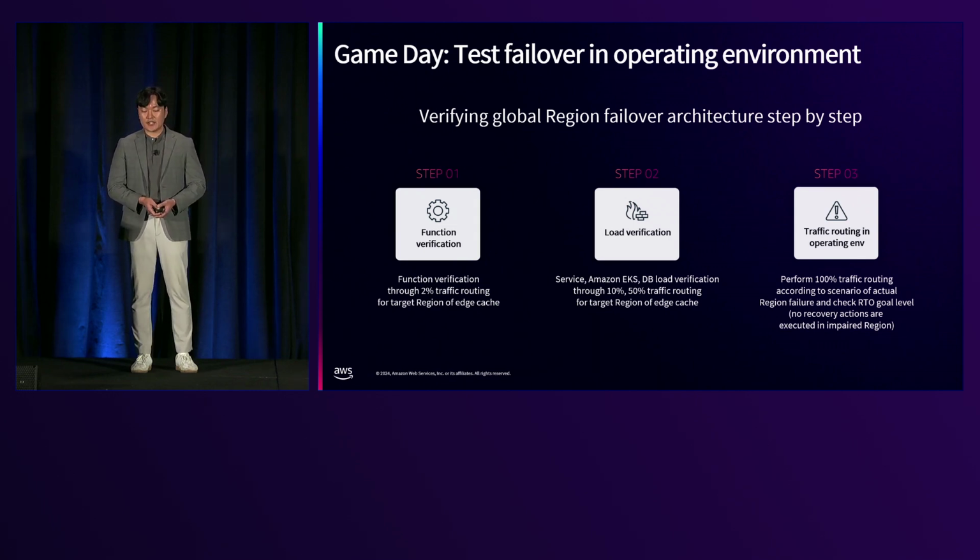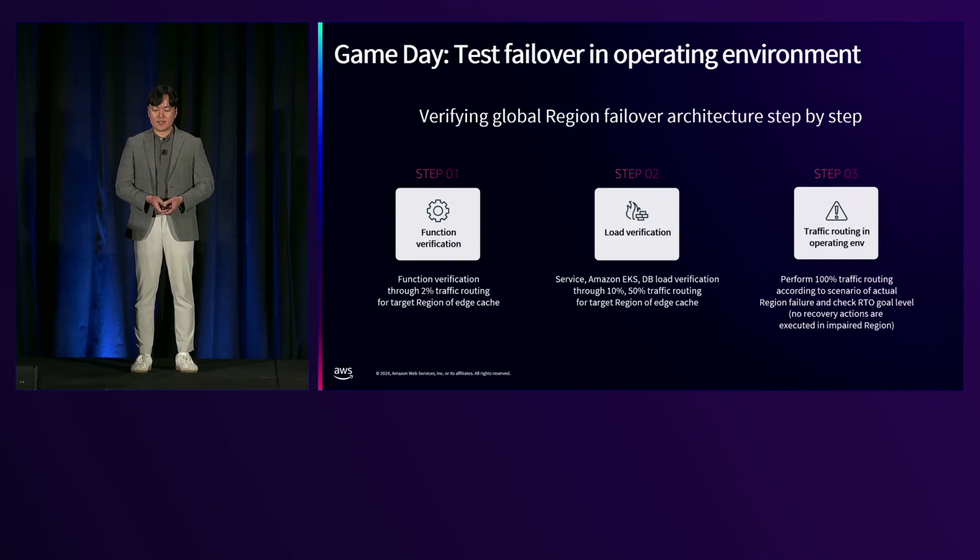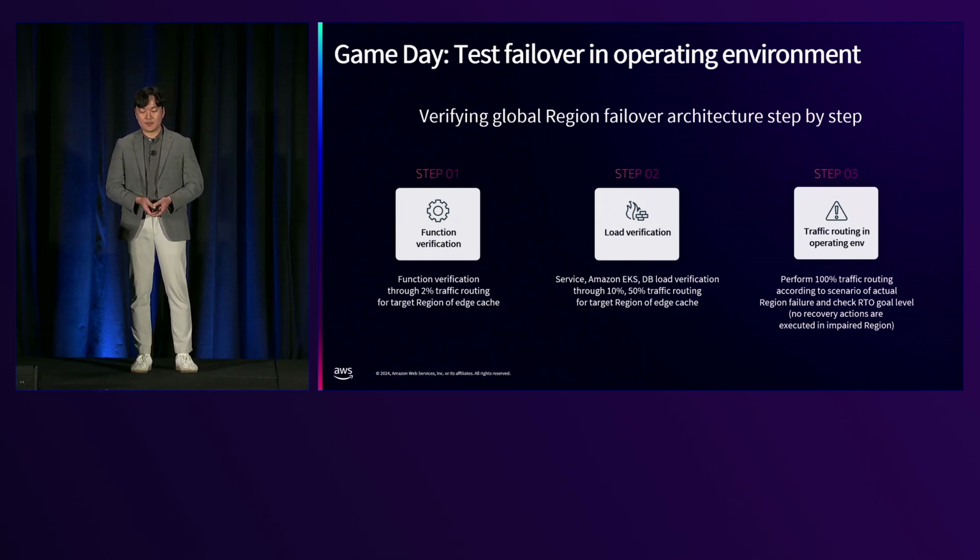Functional testing was carried out by shifting 2% of total traffic through the global disaster recovery system. Geo-latency routing generates and manages a large number of internal URLs. During this functional testing phase, we were able to identify missing URL configurations early and take corrective actions. Load testing was divided into two stages, comprising 10% and 50% of total traffic respectively. Overall system components such as service, EKS, and DB underwent extensive stress testing.